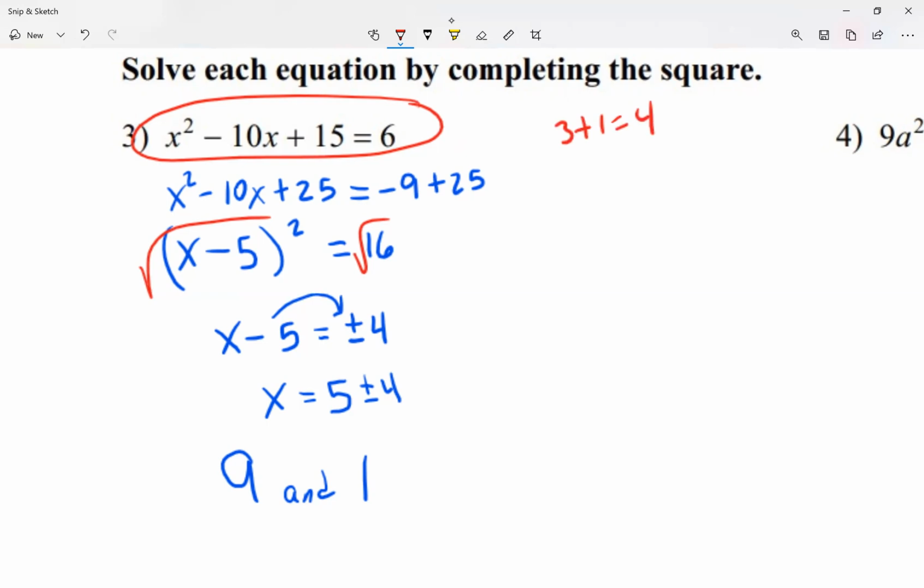If you use any other number besides 9 and 1, if you want to try 0, any number, you're going to get a false statement. What do I mean with false statement? 3 plus 1 is equal to 7. Right? Only 9 and 1 give you a true statement. Any other number will give you a false statement. That's what we mean with solve. What are the possible values of x that will give me a true statement? In this case, 9 and 1.